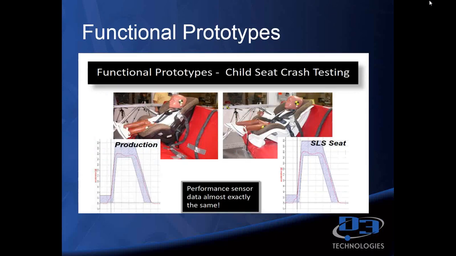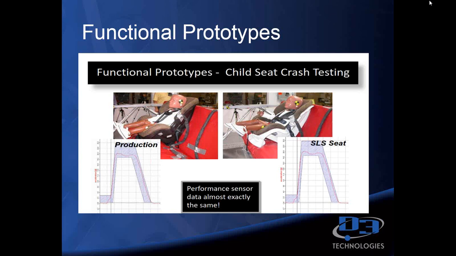Functional prototypes, just another area where they're using selective laser sintering today. This is an example of a car seat. If you take a look at those two graphs, they compared a production using their traditional method of producing the car seat versus, on the right, a selective laser sintered seat. And the data was almost exactly the same.